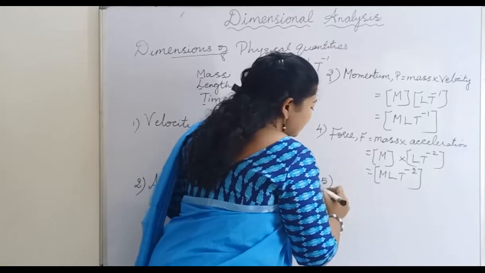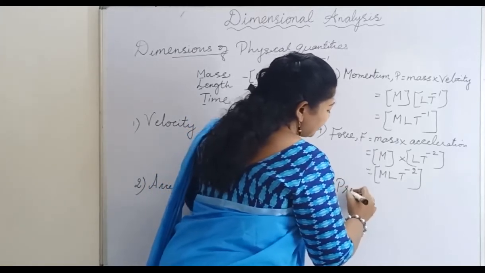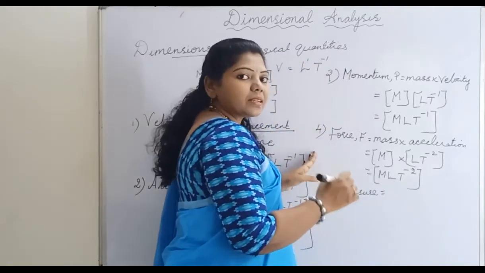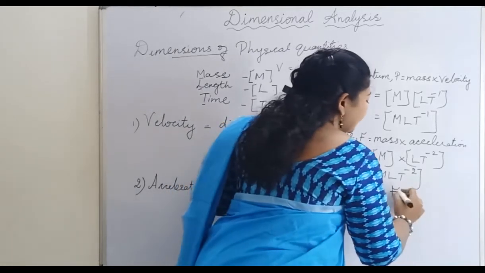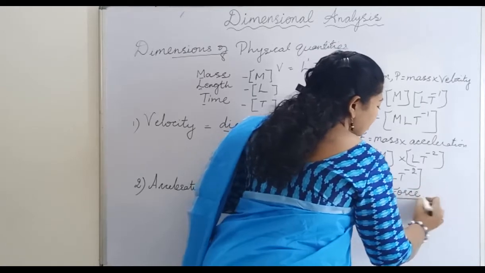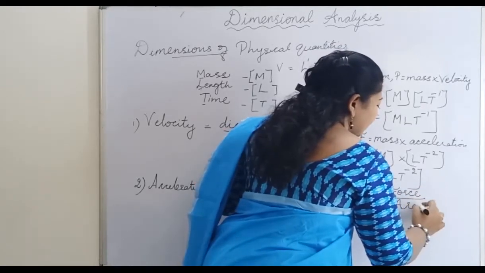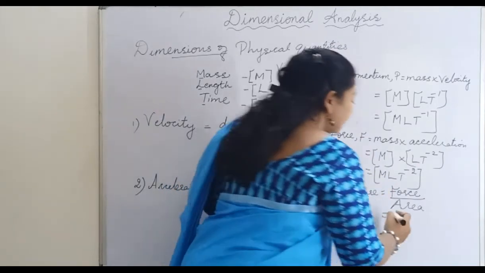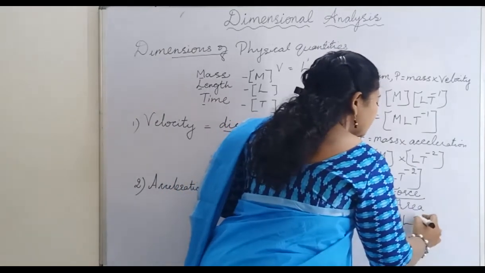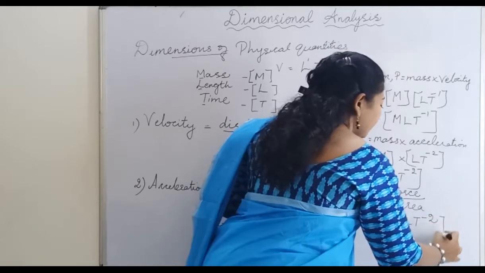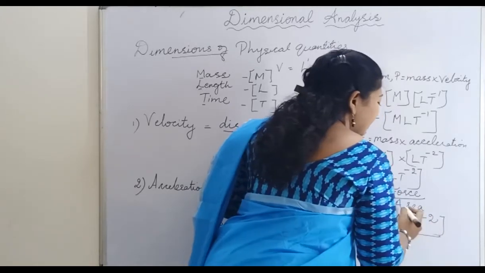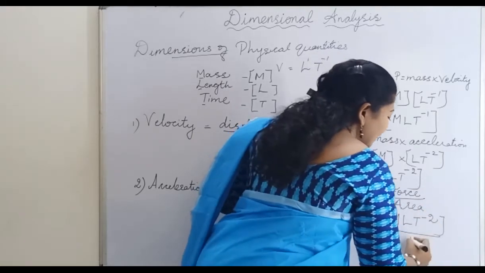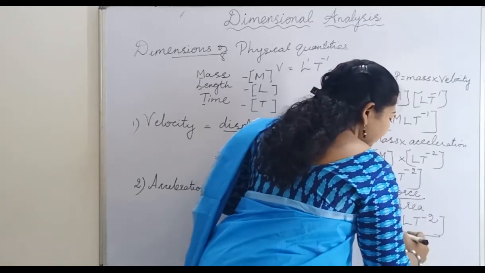Then the fifth one is pressure. How can we find the dimension for pressure? The expression is pressure is equal to force by area. So we have already derived for force, it is M L T power minus 2, by area, length into breadth. So it is length into breadth, so L into L, it becomes L square.